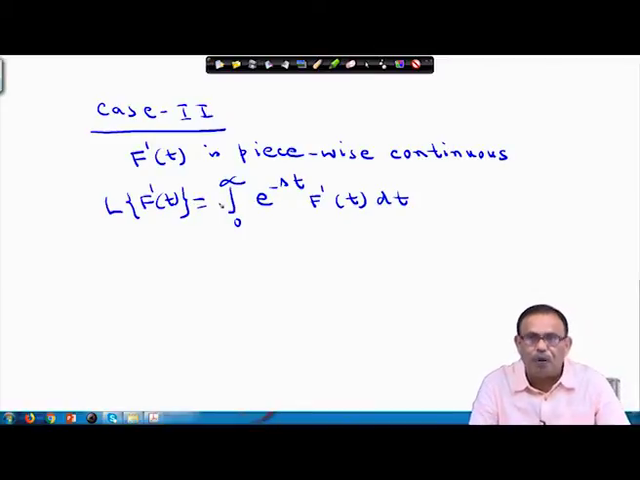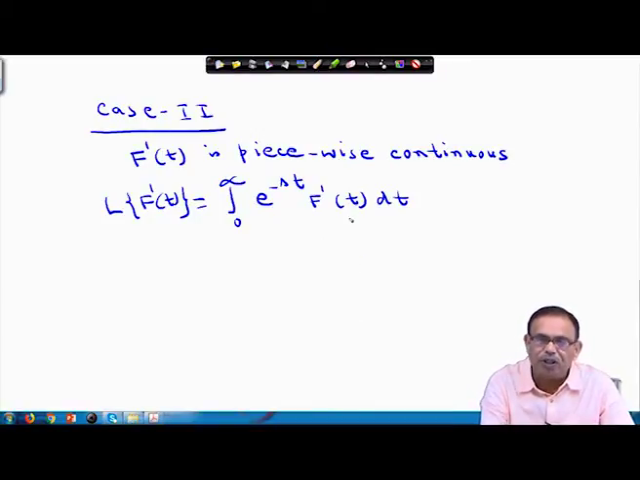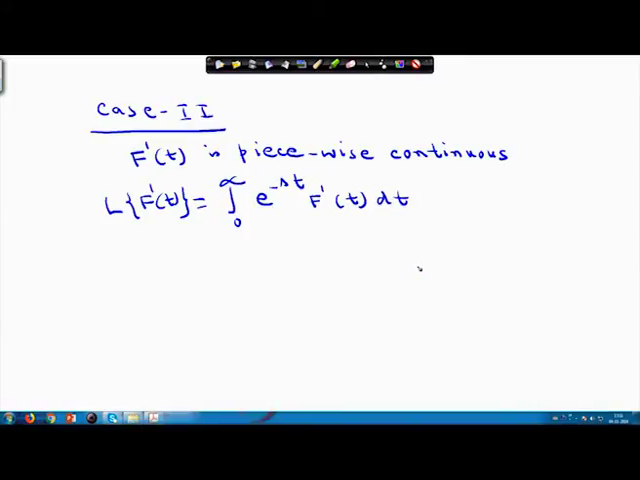So, the Laplace transform of f dash t equals the integral from 0 to infinity of e power minus s t into f dash t. Since f dash t is piecewise continuous, that means in each particular subdomain the function f dash t will be continuous. So this integral I can break into a finite number of sub-integrals, say 0 to a 1 plus a 1 to a 2 plus a 2 to a 3, like this, plus a n to infinity, and in each of them f dash t is continuous.